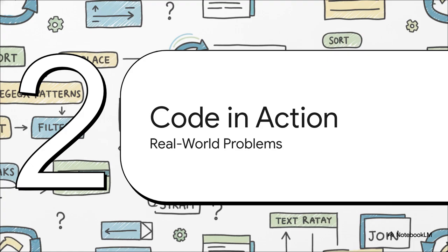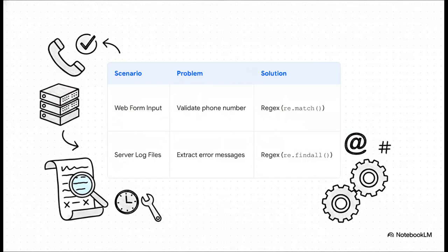Okay, so let's recap. We've got our transforming toolkit, our formatting skills, and our pattern-finding superpower. Now let's bring it all home and see how these tools solve actual real-world problems every single day. And this is where it all comes together. Think about it. When you're filling out a web form, regex is probably working behind the scenes to make sure your phone number is in the right format. Or if you're a system admin, it's how you can scan a log file with millions of lines and instantly pull out every single error message. This is what separates a 10-minute task from a 10-hour headache.